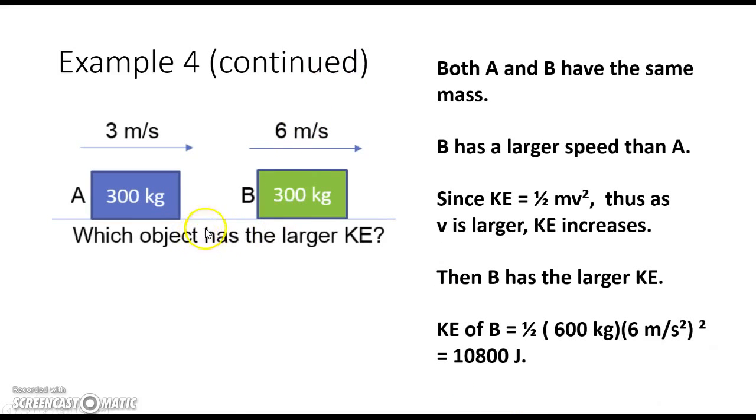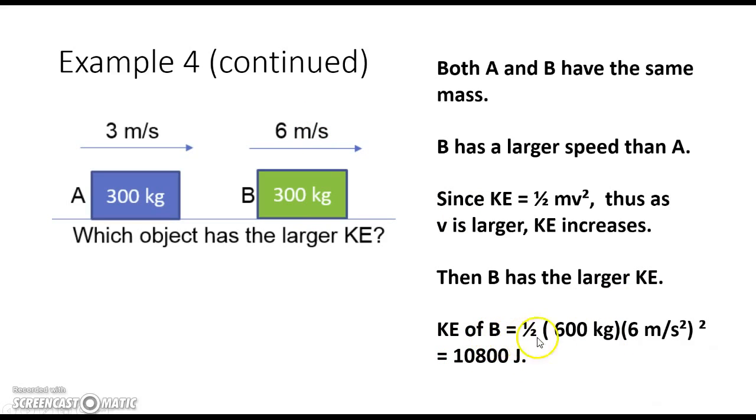Now for the next part of example 4. Which object has the larger kinetic energy? You look at the two objects again. Both of them have the same mass, but B has a speed that is twice that of A. Same thing, let's look at the formula for kinetic energy. m is the same, but v is larger for B. As v is larger, kinetic energy increases. So that means B has the larger kinetic energy, simply because it has a larger speed.